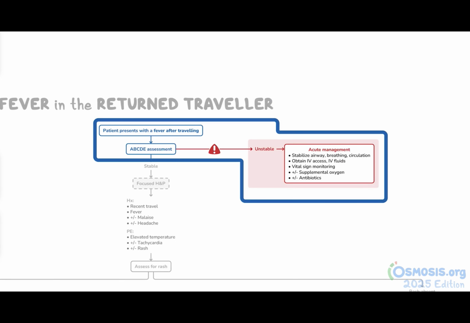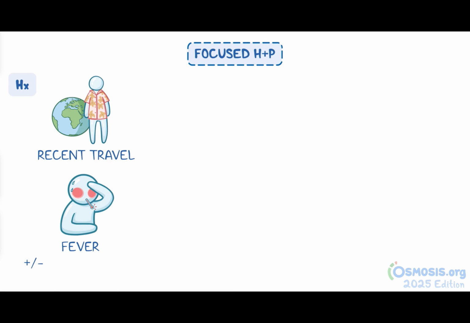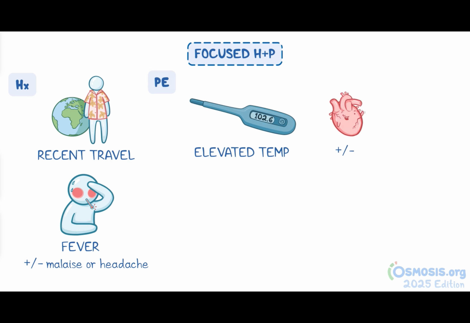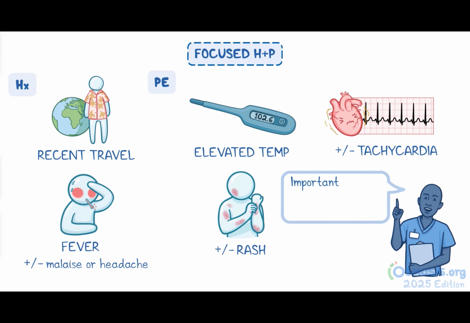When it comes to stable patients, your next step is to obtain a focused history and physical examination. History typically reveals recent travel and fever, with or without general malaise or headache. On exam, there is elevated temperature, but you might also find tachycardia and a rash. Assessing for the presence of rash is very important, as it'll help you narrow down potential diagnoses. If a rash is present, assess the rash morphology.